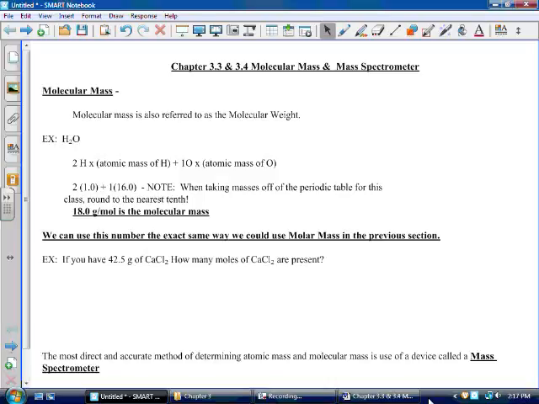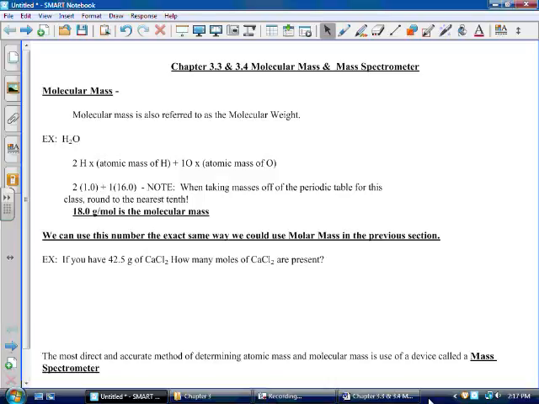Let's take water, for example. In a molecule of water, we have 2 hydrogen atoms and 1 oxygen atom. To calculate the molecular mass, all we need to do is simply take the atomic weight off the periodic table, or the atomic mass, or the molar mass, whichever term you prefer, and round it to the nearest tenth. Some places will have you round to the hundredths, some to the thousandths. It's really a matter of how precise you want to be. In this class, I expect you to round to the tenths.